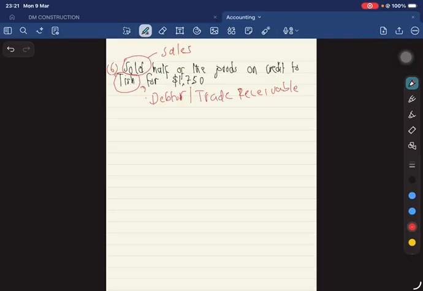So now we've been able to identify the accounts involved: the sales account, and who is a debtor, so Tish.